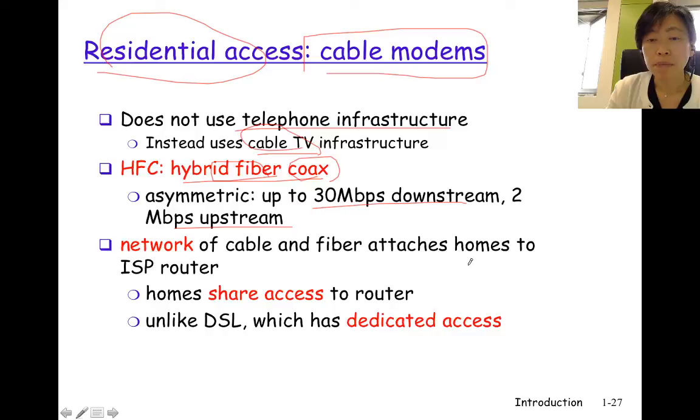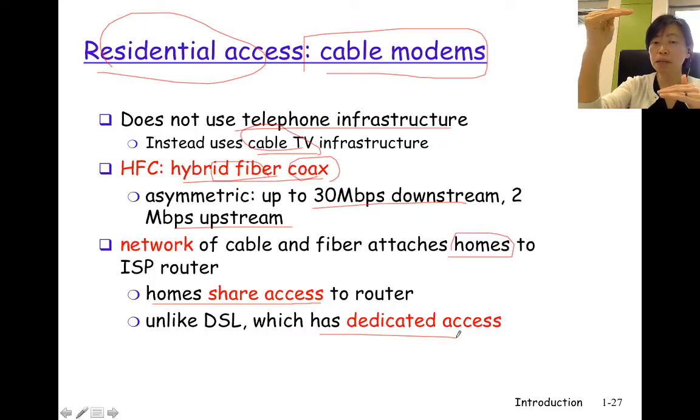And most of these homes, and it could go up to hundreds and thousands of these homes, will be connected through a cable distribution network to the central office. What's very different of the cable modem access network to the ADSL is this. The homes connecting to the same distribution network will be sharing the bandwidth, all the way to the router. So ADSL has a dedicated access, but cable modem here, although higher bandwidth, is shared access.